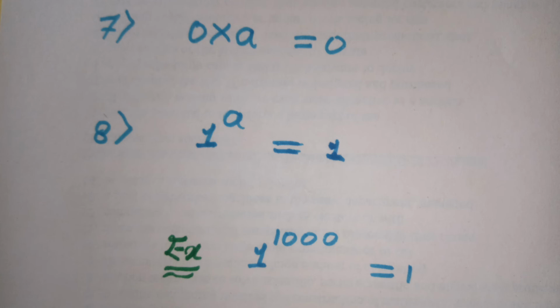Seventh formula, that is 0 into a equals 0. That means if we take 0 into any number, then the product will be 0. And the eighth formula says that 1 raised to the power any number a, where a denotes any real number, then we get 1. For example, here I have taken 1 raised to the power 1000. But 1 raised to the power any number is 1. So our answer is 1.